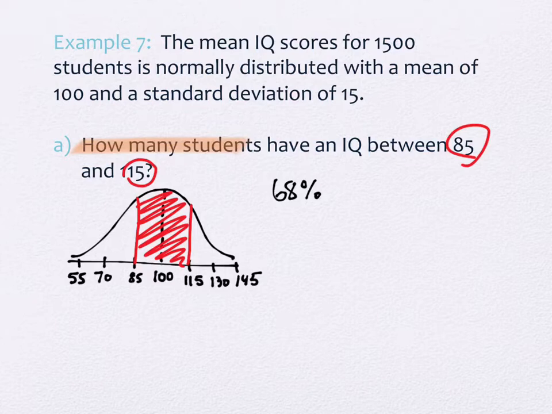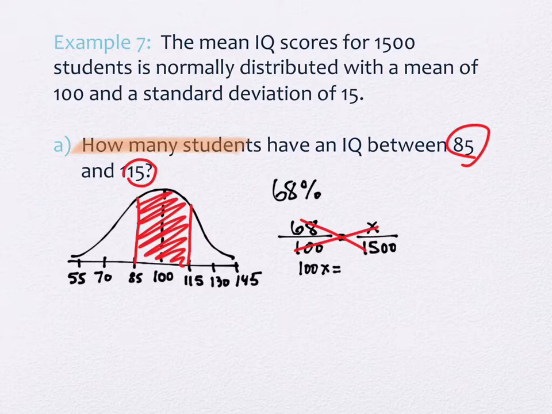So one option is that you can remember that all percents are a value out of 100, and our number of students is a value out of 1,500. So you can set it up like a proportion. This is one way to do the problem. Grab your calculator, of course, if you'd like. And you would cross multiply. We would get 100x equals 68 times 1,500, which is 102,000. And you would divide by your 100 to give you 1,020 students.